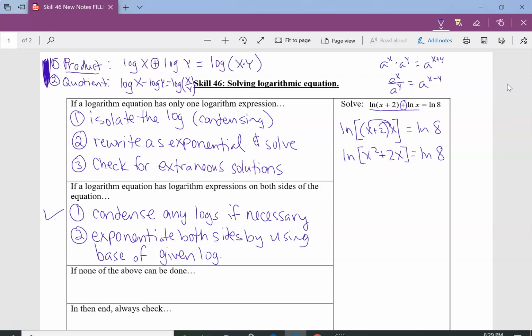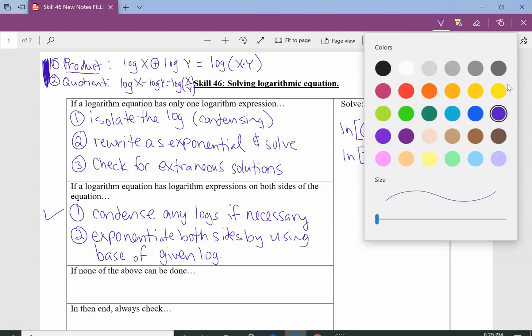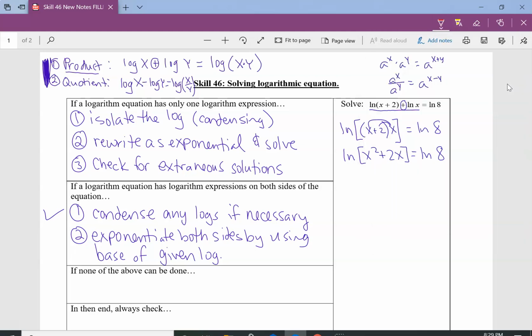So second step is going to be to exponentiate both sides of this equation by using the base of the given log. Well, remember natural log is the inverse of e. So I'm going to e both sides here. And so what that means is e cancels with natural log, so I just have x squared plus 2x. And on the right side, e cancels with natural log, so I just have 8.